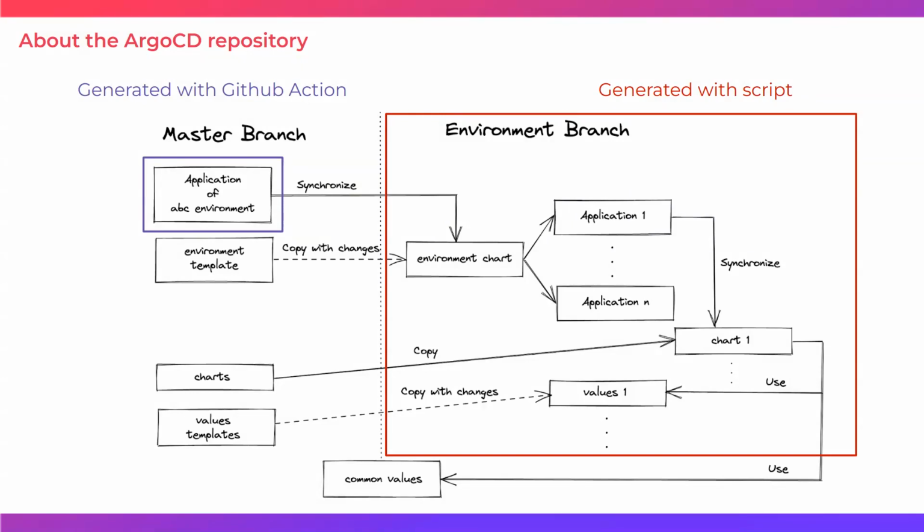And this new application on the main branch would watch the environment chart on the newly generated branch. So this would deploy all the Argo CD applications, which would then deploy all the web applications using Helm.